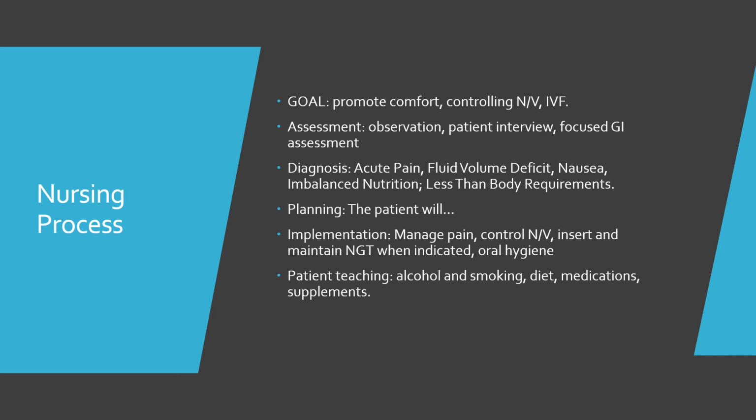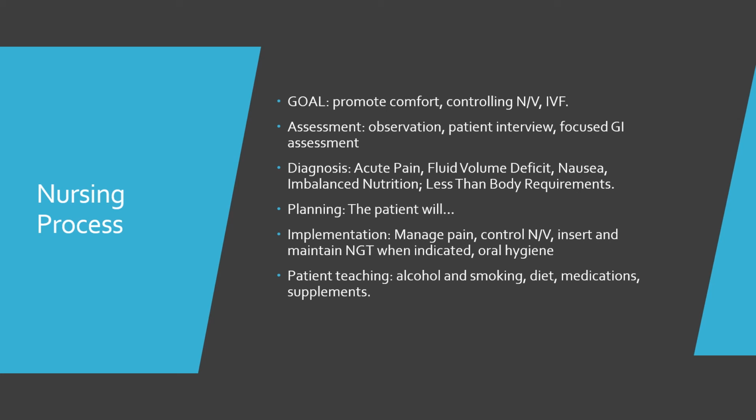So what's our goal for the patient? First, they're in pain, so we want to promote comfort. We want to control that nausea and vomiting, and we want to give them IV fluids. We're going to be observing the patient, assessing the patient. We want to interview the patient, right? Ask them when this vomiting began, what did they eat before, did they eat before, those kind of questions. And then we want to do our focused GI assessment.